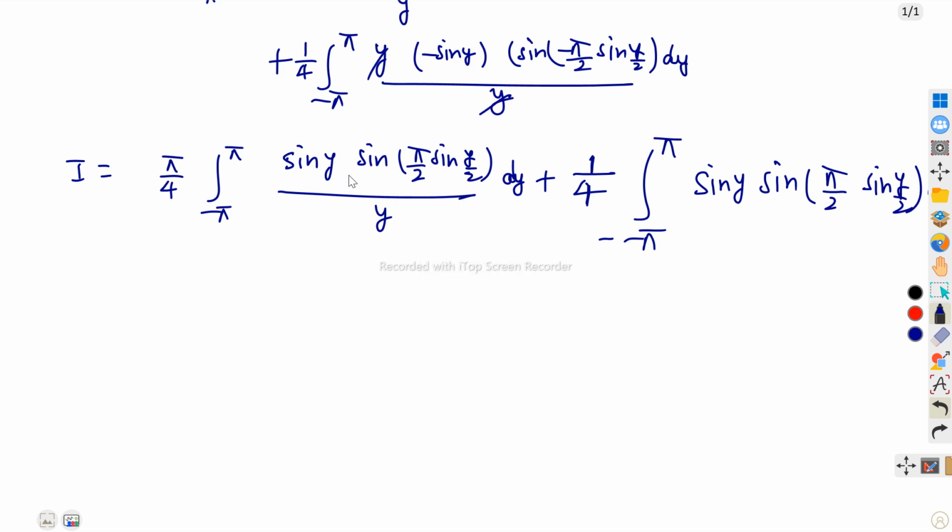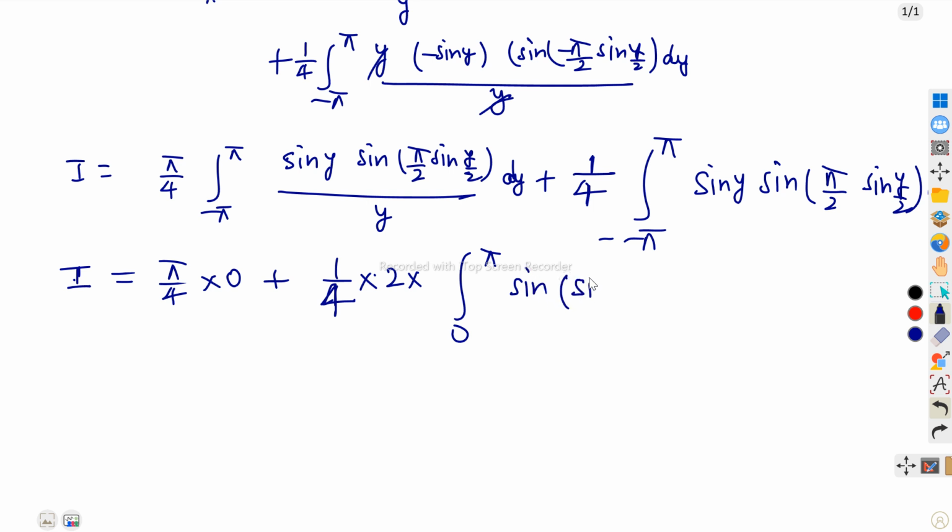Again we observe that this is an odd function and this is an even function. So we can write this integral as 0, and this is 1 upon 4. By using the property of an even function, this is 2 times the integral from 0 to pi of sine y sine(pi over 2 sine(y over 2)) dy. So this 2 gets cancelled.